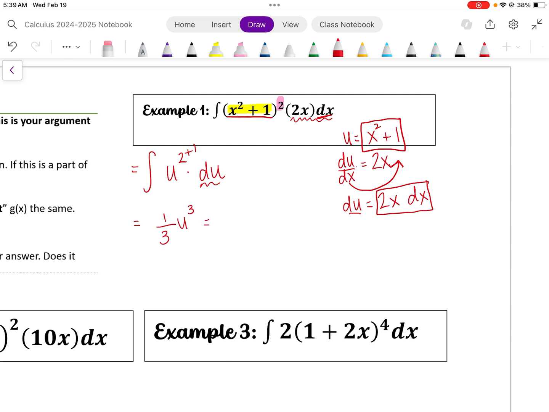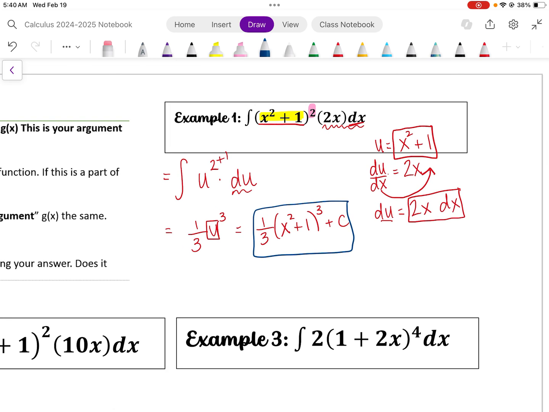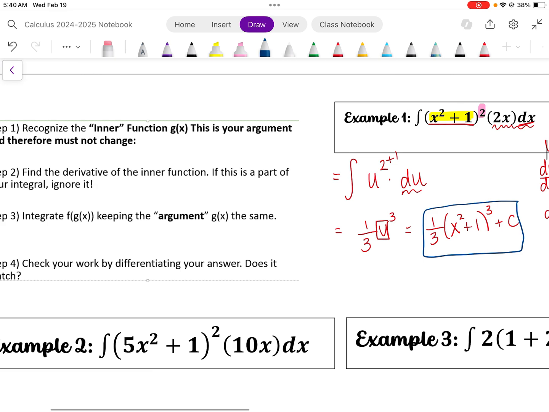And now we're going to change u back to its originally assigned value, x squared plus 1. All right, as always, I put the plus c on the end, by the way, because it's an indefinite integral. And as always, it's a good rule of thumb to check your function to see that the derivative of your function is your original function, which it is. Let's do another one.